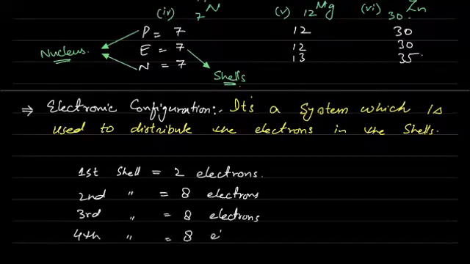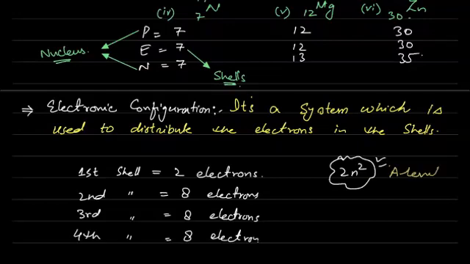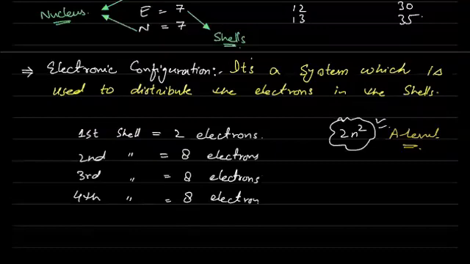There is no 18 or 32. If you have learned the formula 2n square, it will not be used in O levels or IGCSE. You will learn this formula in A2. It is for A levels. So in your O levels, the first shell can accommodate 2 electrons, and the second, third, and fourth shells can accommodate a maximum of 8, 8, and 8 electrons.